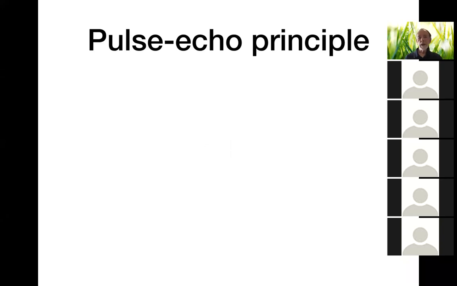Okay, so the second lecture talked about how the machine makes the image. And the first thing is what we refer to as the pulse echo principle. The machine transmits a pulse of ultrasound and it receives echoes back from the tissues. And we've seen that those echoes are produced by a combination of reflection and scattering.